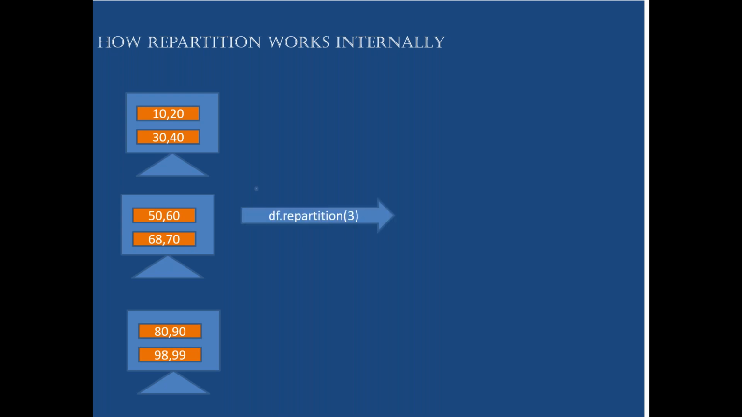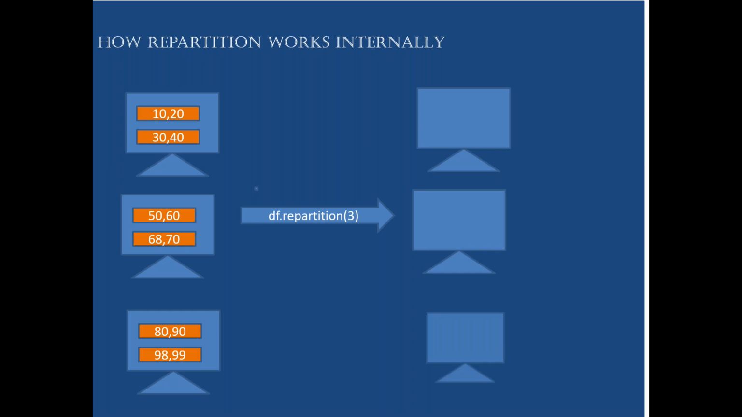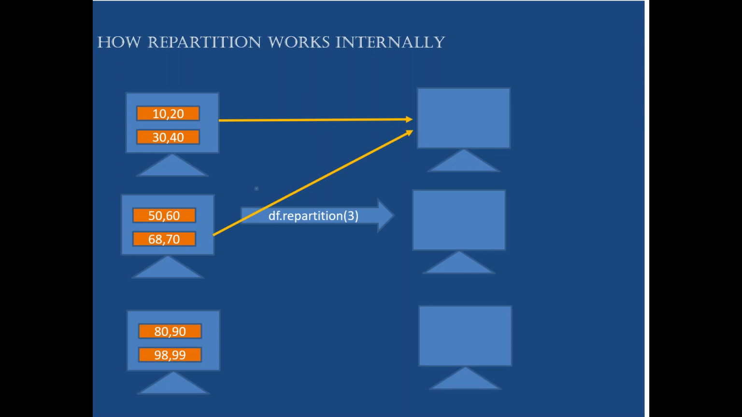Now I have used df.repartition(3) or rdd.repartition(3). If I make it 3 partitions, then first it will combine all this data. Then I need to create 3 partitions, right? So some records from the first computer will go to another computer, some records from the second computer will go to the first computer, and some records from the third computer will go to the first computer. So one partition will be created in computer 1 with 10, 20, 50, 80.